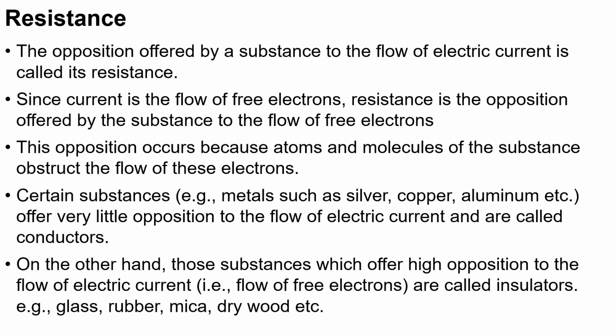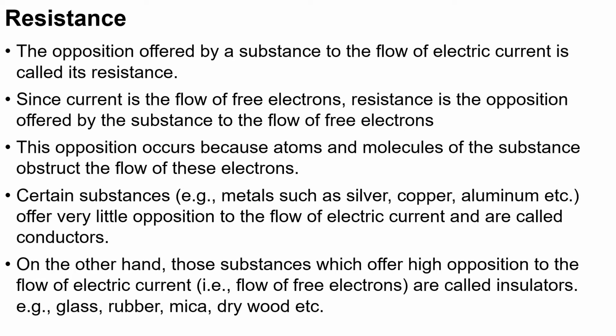The opposition offered by a substance to the flow of electric current is called its resistance. Since current is the flow of free electrons, resistance is the opposition offered by the substance to the flow of free electrons. This opposition occurs because atoms and molecules of the substance obstruct the flow of these electrons.